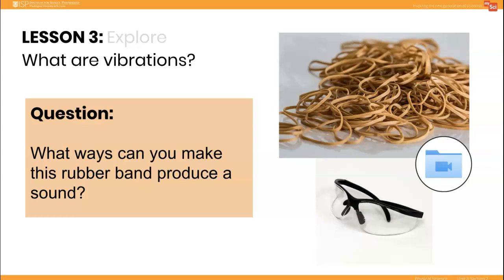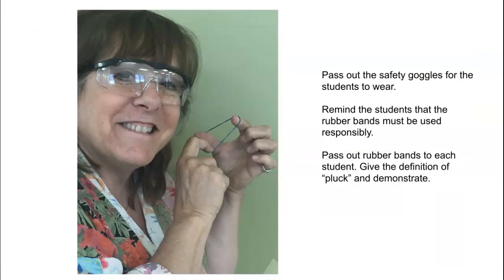In the explore portion of this lesson, you'll distribute the rubber bands found in the mySci kit. You will also need to provide students with safety glasses. You will then ask students, in what ways can we make this rubber band produce a sound? You will then demonstrate to students how they can pluck the rubber band, and then ask the students if the rubber band reminds them of any instruments that they might already know of. Students might give you answers like a guitar or a banjo.